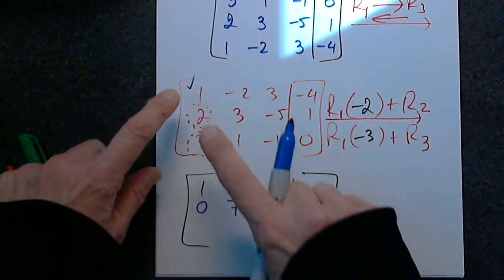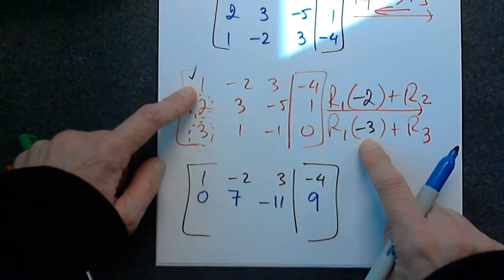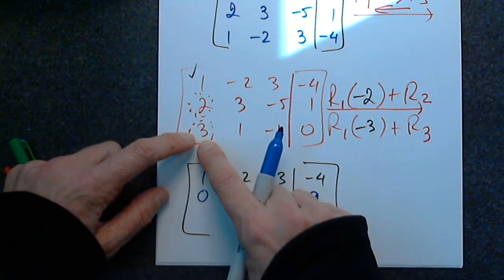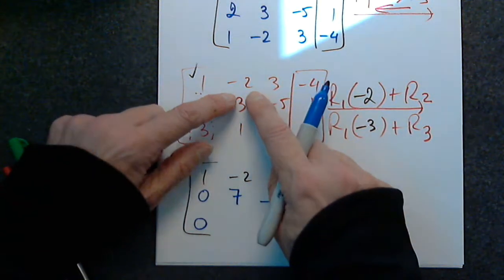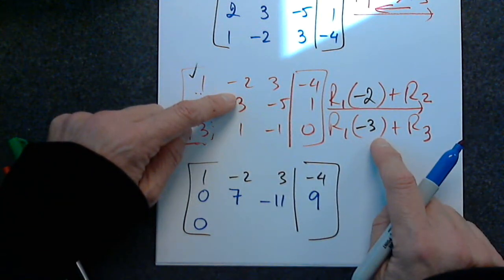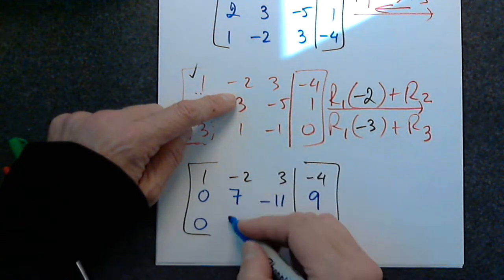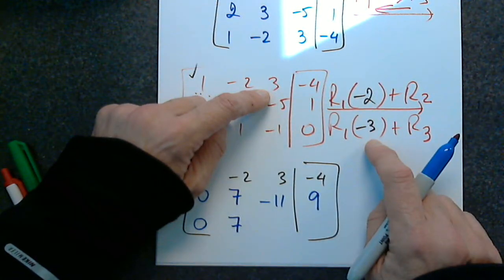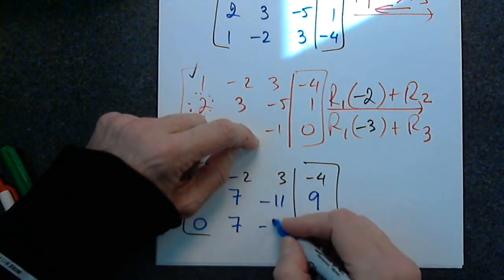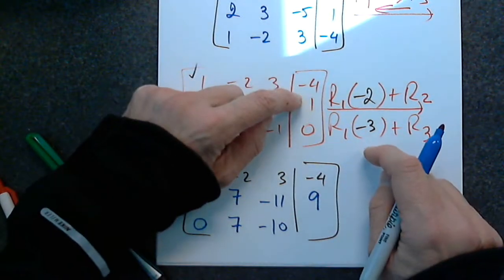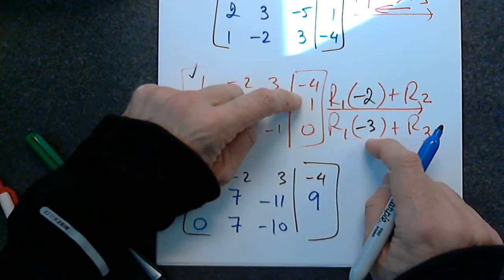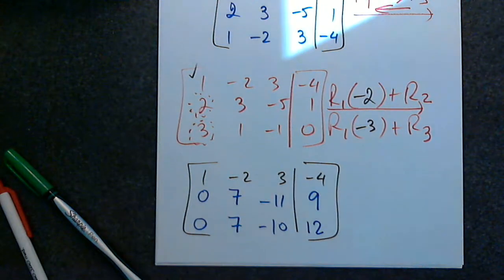Okay, next one. 1 multiplied by negative 3 plus 3. Negative 2 times negative 3 plus 1. 3 times negative 3 negative 9 minus 1. And negative 4 times negative 3 plus 0.